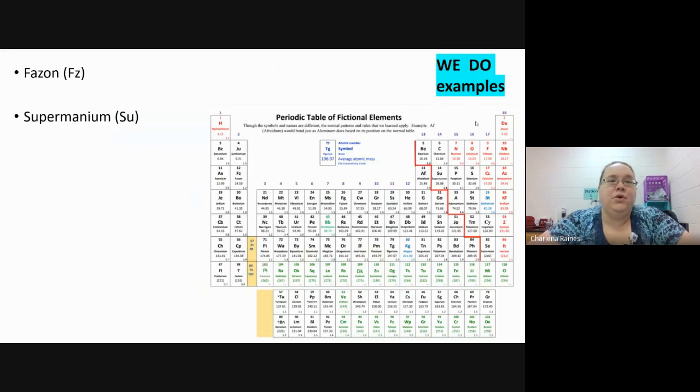Alrighty. So you try the arrow or orbital diagram using the fictional table. So we're doing FZ, which is Phazon, and SU, which is supermanium. Remember, if you happen to have the PDF copy of the periodic table, you can use that Control F feature to find elements quickly. So Phazon has 12 electrons, supermanium has 14 electrons.